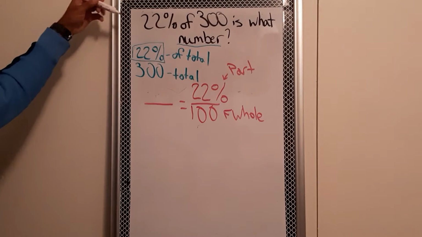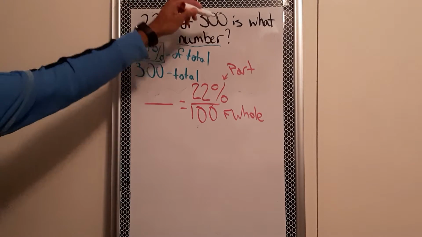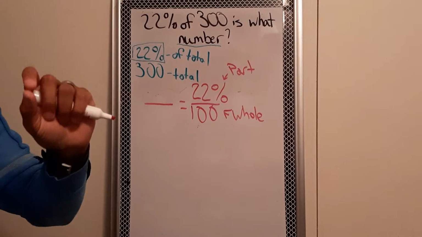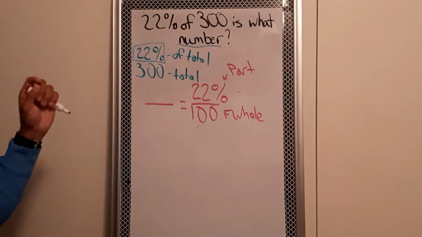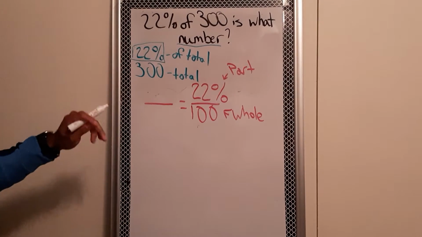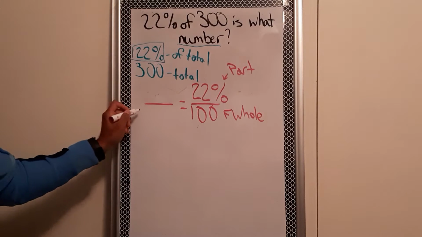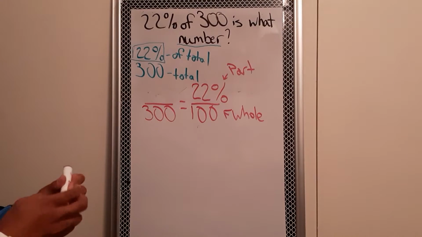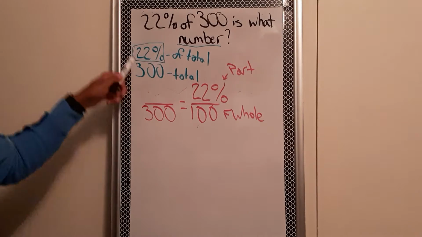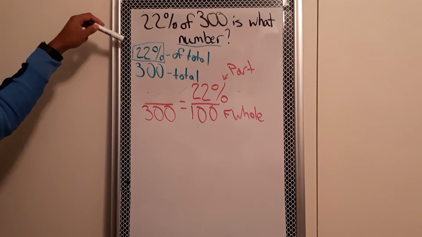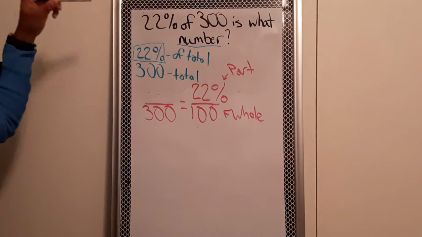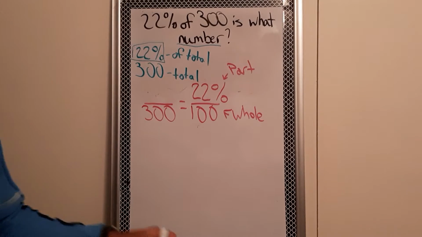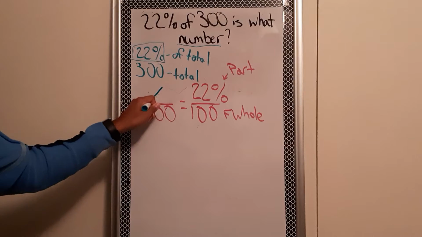300. If I'm taking 22% of 300, then that means that 300 is the total that I have, and I only want the part of 22% of that 300. So that means 300 would be our whole, which would go in our denominator. So 300 goes here, and we need to know the number that represents this 22%. So we don't know the part, or the number that represents the 22%. So in this part, we're going to put in a variable x.